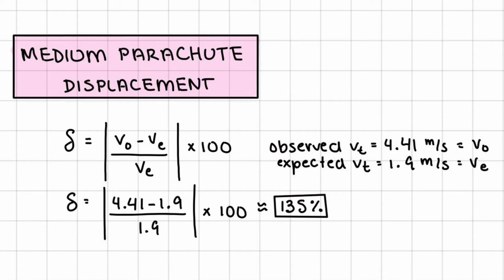Comparing the terminal velocity determined from the video analysis graph versus the calculated value, we're off by a factor of 2. The graph matches the theoretical prediction that as an object approaches terminal velocity, its acceleration decreases. We calculated a percent discrepancy of approximately 135%.